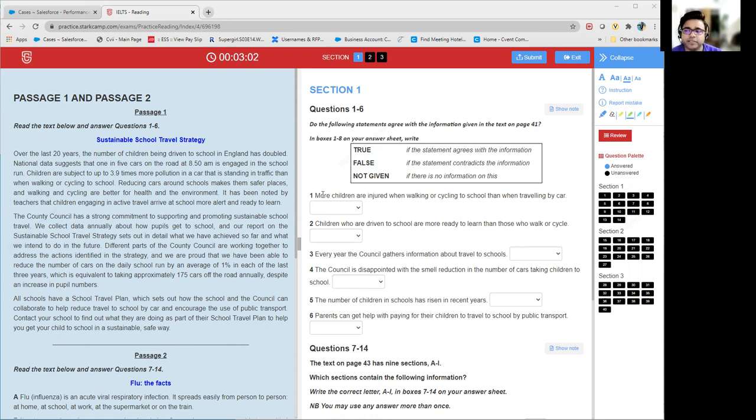The first question says: more children are injured when walking or cycling to school than when traveling by car. It's important that we note the keywords for this question. So it will be children, walking, cycling, school, traveling, car. Okay. So let's skim this passage really quickly to understand if there is anything mentioned here which talks about children and some kind of injury. Let's quickly skim through this.